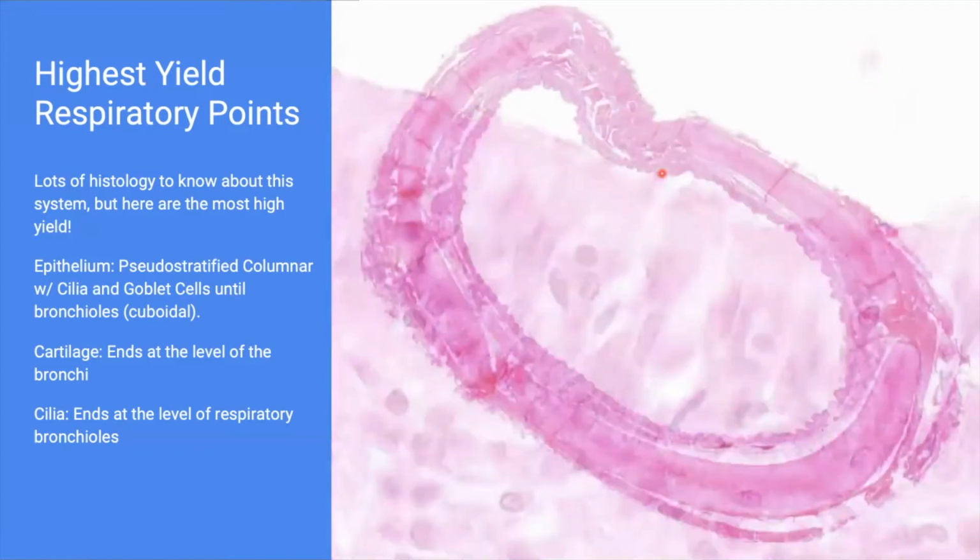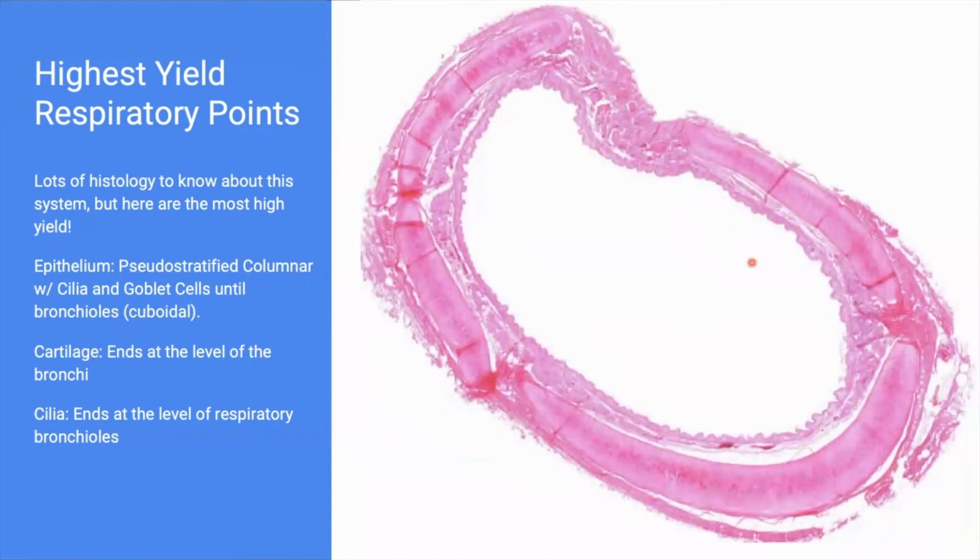Alrighty, so let's take a look at some of those things. This is a sample from the trachea. Here we have those cartilaginous rings that I was talking about. We have our luminal space here. This is where air is moving up and down. And then we have our epithelial layer that is going to be that respiratory epithelium, that pseudostratified columnar epithelium with cilia and goblet cells.